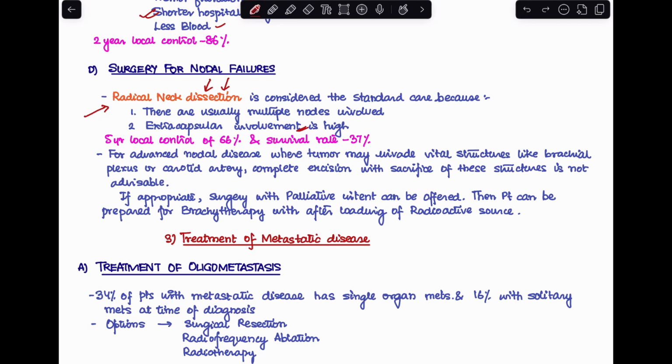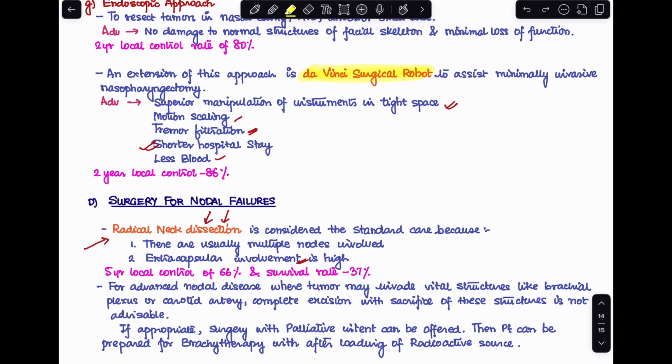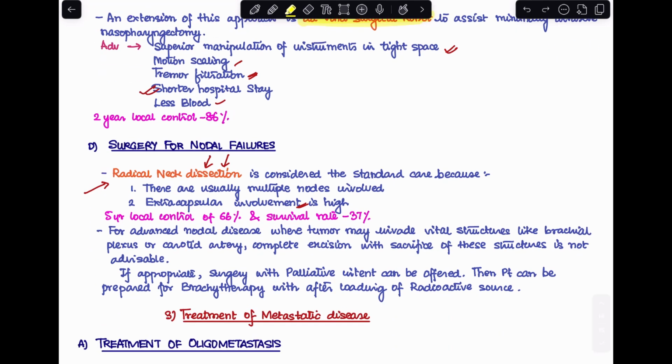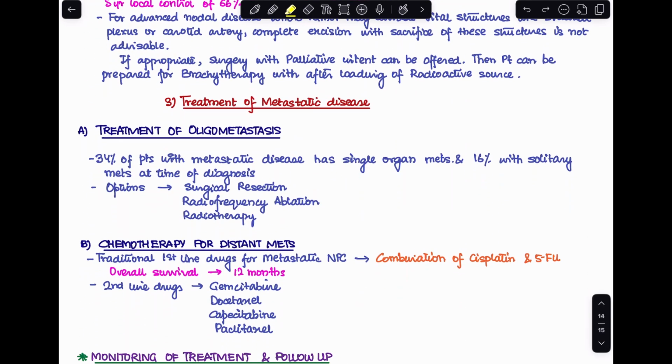For advanced nodal disease, where the tumor has not only involved the neck nodes but is also involving vital structures like the brachial plexus or the carotid artery, we do not perform a complete excision of these structures over here. We try to avoid it. In these cases, we do surgery with a very palliative intent. We prepare the patient for brachytherapy after loading of the radioactive source. So, this is how we perform surgery or use radiotherapy as a salvage treatment in cases where there is persistent or recurrent disease.